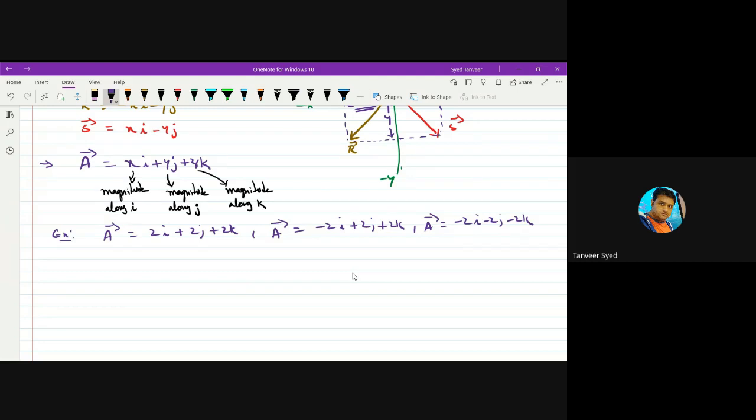2i plus 2j plus 2k. Start from origin, go towards right 2 units, then turn to your left, go along y direction 2 units, then along z direction go 2 units. You should be able to visualize in 3 dimensions. Minus 2i plus 2j plus 2k. Minus 2i: start from origin, go towards negative x-axis 2 units, toward positive y-axis 2 units, towards positive z-axis 2 units. That's how that vector will be.